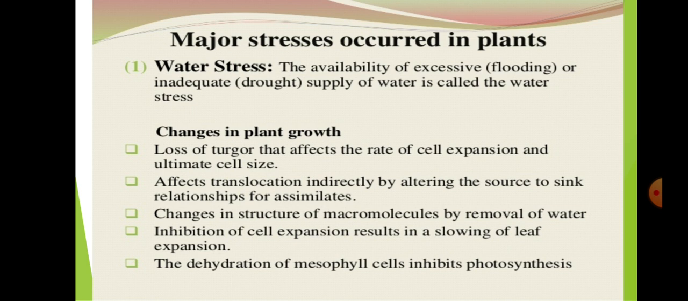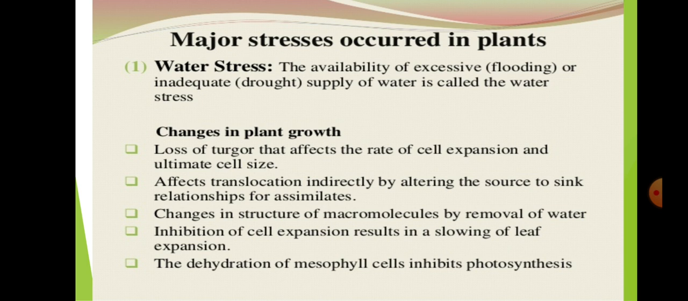In the case of plants, water stress is caused in two ways, that means the availability of more water and the scarcity of water. The availability of excessive water is the flooding condition, or the availability of less water is the drought condition, and it causes the stress which is called water stress. The changes found in a plant's growth due to water stress are loss of turgor, which affects the rate of cell expansion and ultimately the cell size.